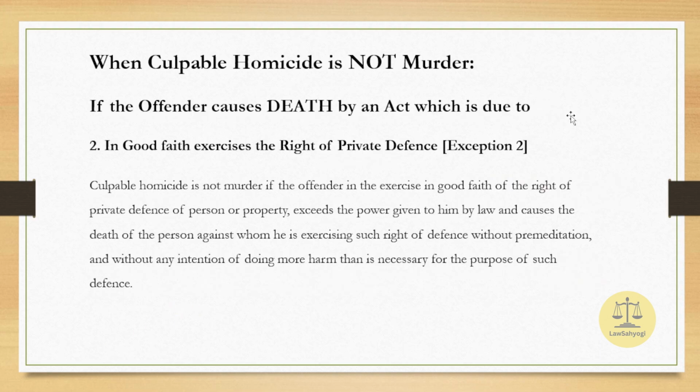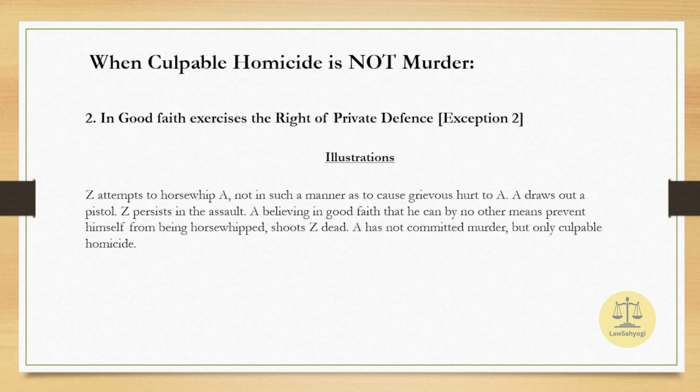Now we come to exception number 2. It states that while exercising the right of private defense in good faith, if someone exceeds the power given to him by law and causes the death of a person against whom such right of private defense has been exercised, and in this case there has to be the absence of premeditation or any pre-intention, then the culpable homicide will not amount to murder. So now we come to the illustration of exception number 2.